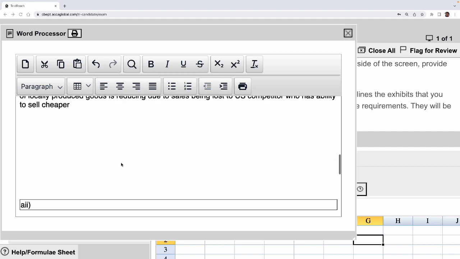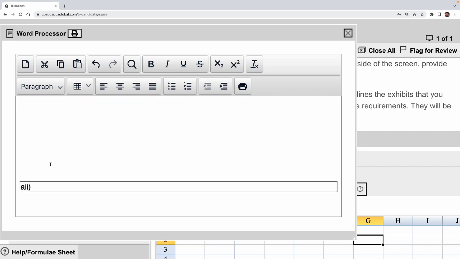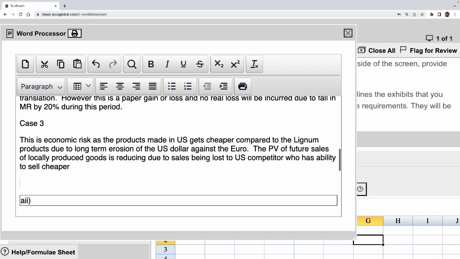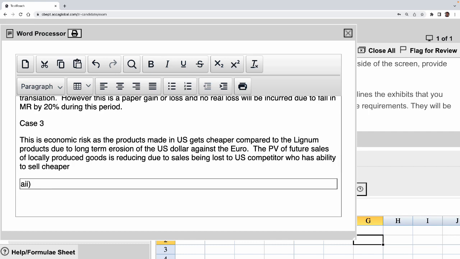Okay, that covers the first part of the question. The next part of the question asks you to do the hedging, yes or no? Okay, hedge strategies.